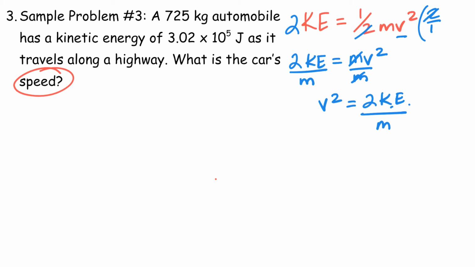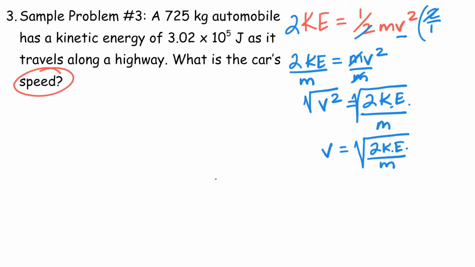To get rid of that, I need to do the opposite, which is to take the square root of both sides. So the square root of v squared is just v. V is equal to the square root of 2 times the kinetic energy divided by m.